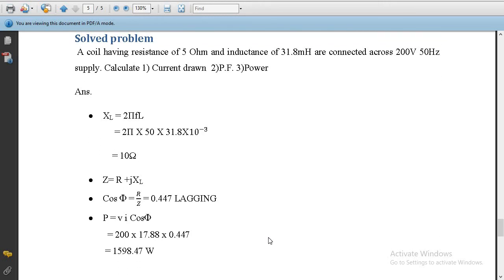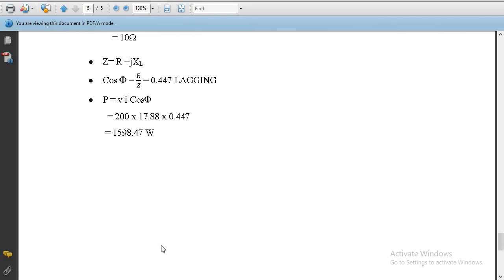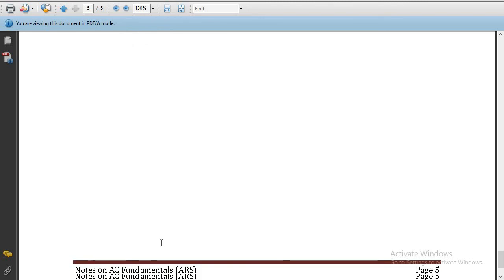The last one is power equal to VI cos phi. In this case it is the RMS value of voltage, that is 200, multiplied by the RMS value of current. You can get the current's value from the V by Z division you have taken, the polar form's magnitude of current, multiplied by the cos of the current's angle. That is 0.447, so that comes out to be 1598.47 watts. So that is about the power. This is regarding the RL series circuit.